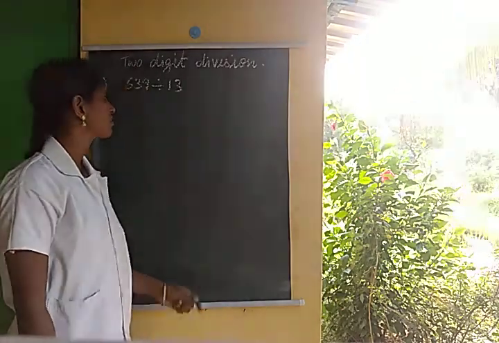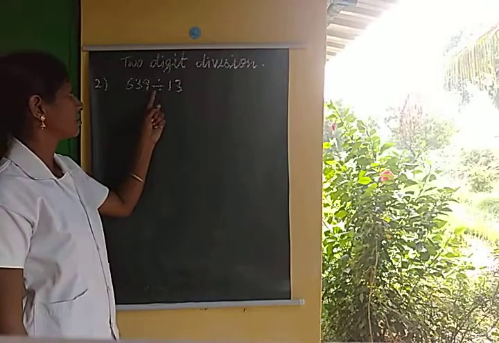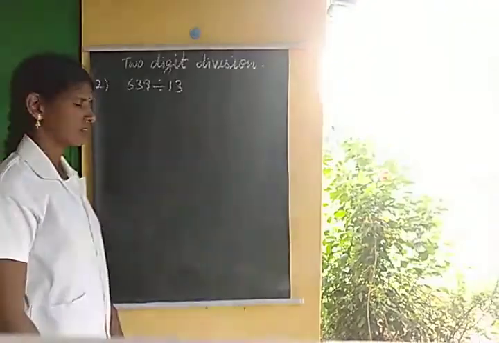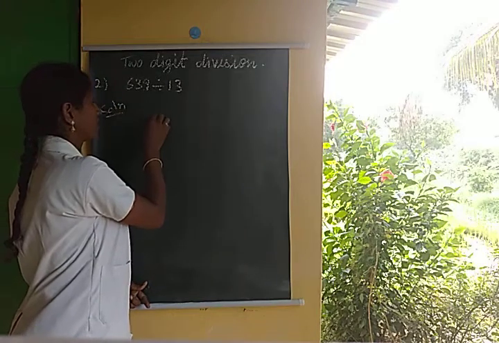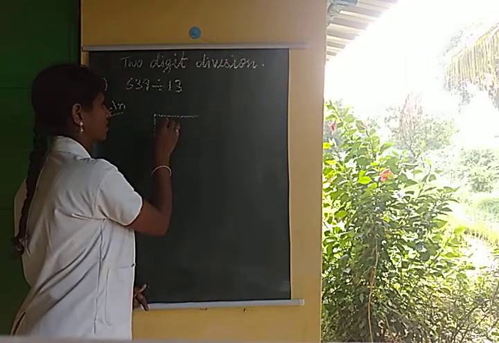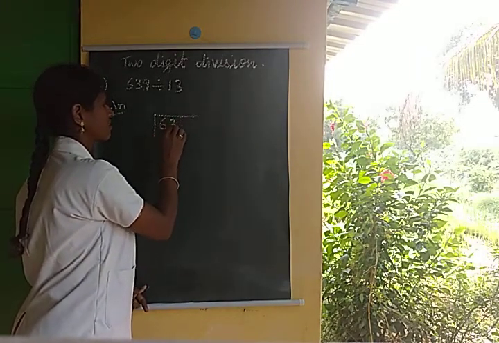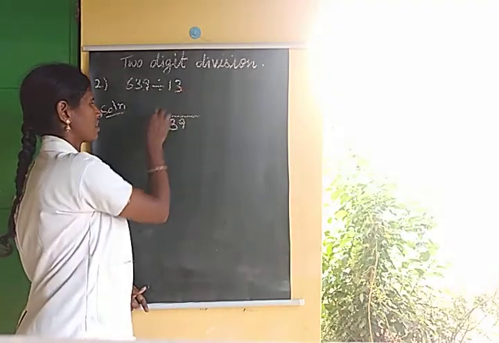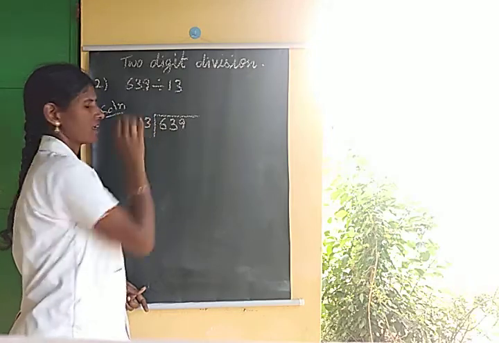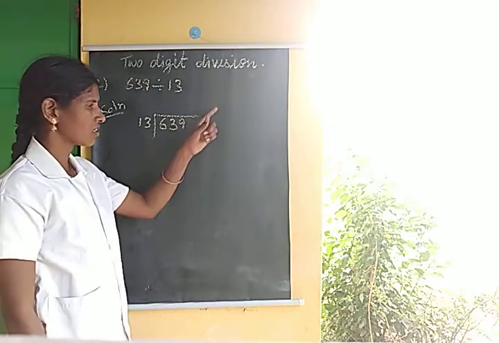Next question is 639 divided by 13. As usual, we have to write dividend and divisor. What is the dividend? 639. This is the divisor, 13. Okay, which table do we need to write at the side?